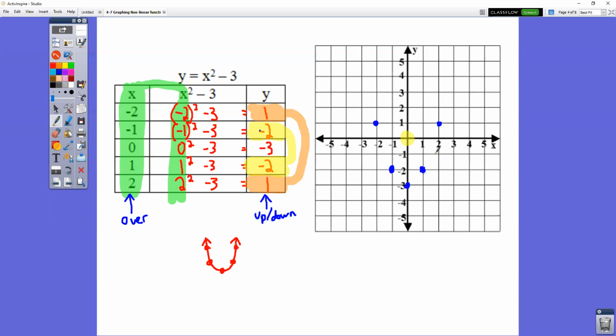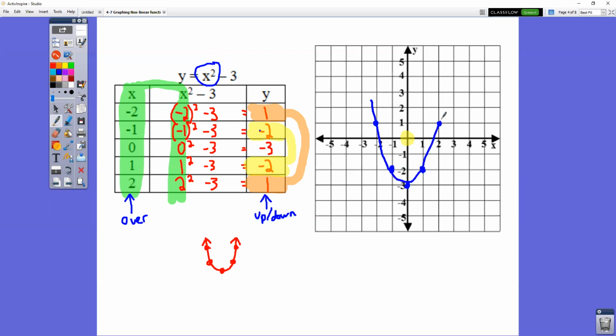Notice how this is perfectly symmetrical. Now, some people might look at it and say, hey, that looks like a V, not a U. Trust me, anytime that you have that X squared, it is a U. I will show you the difference between a U and a V once we graph the V shape.